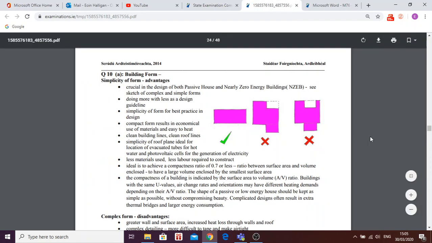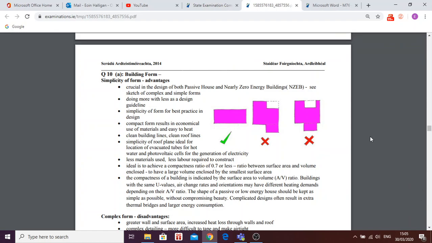Okay, so look, it's crucial. First bullet point here, it is crucial in the design of both passive house and nearly zero energy buildings, right? See the sketch of the complex and simple forms, right? So we're going to have a look at these pink diagrams here for a second. In particular, these two. Okay, so you can see the dotted line here, that would be a compact form. Okay, this pink building in the middle here, this section here is taken out and put in here.